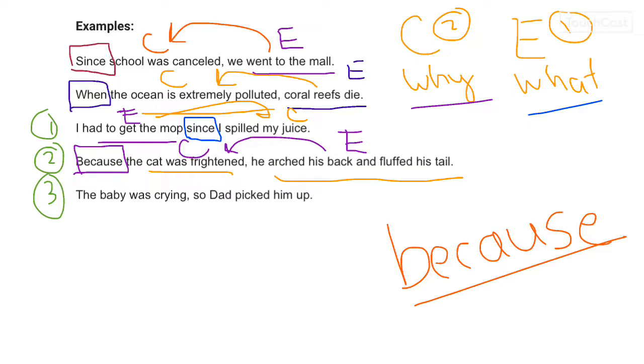So what happened? The cat arched his back. Yes, that's the effect. Why did that happen? Because the cat was frightened. All right, good. We fixed our mistake.